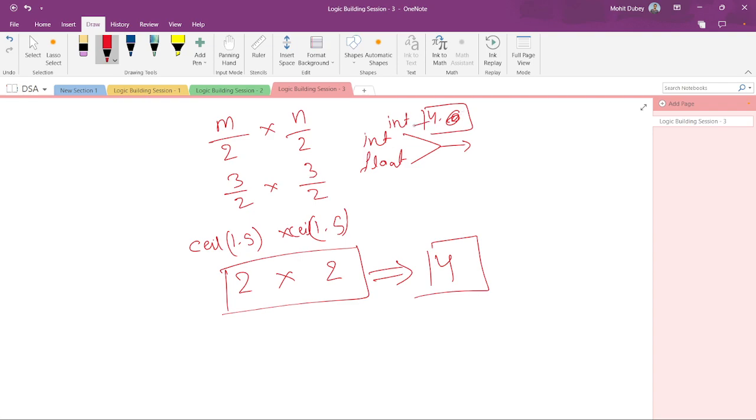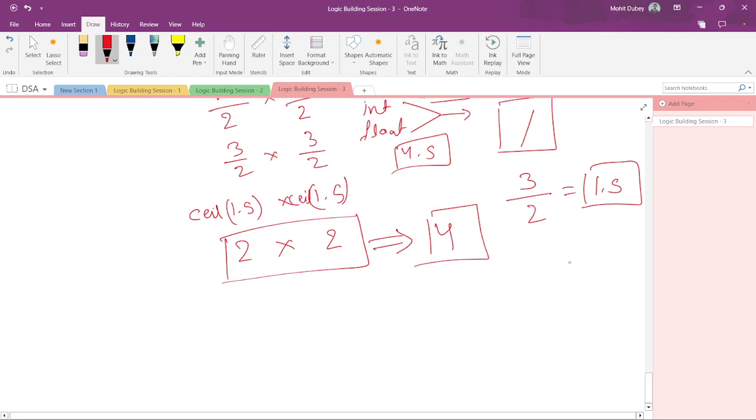Okay, and the integer, that is the integral part, will be returned. If it is a float, then of course the whole number will be considered, right? There is a division also, right? What does the division operator do? 3 by 2 returns 1.5.